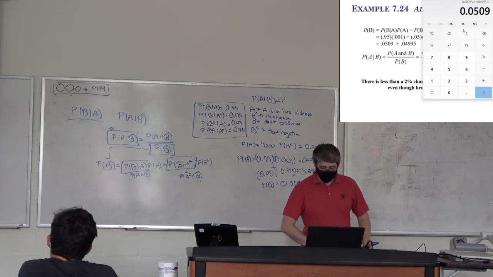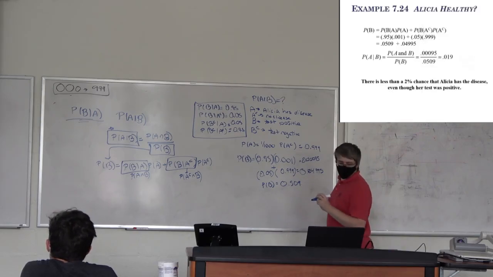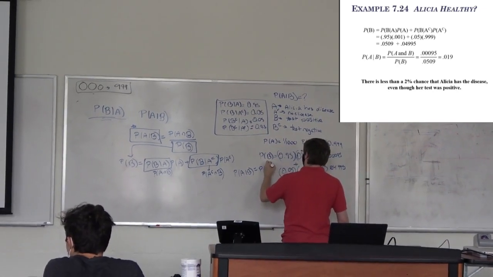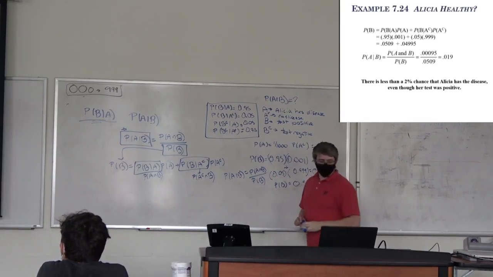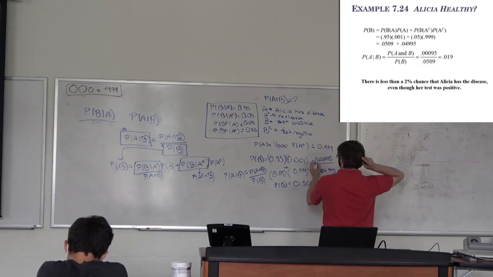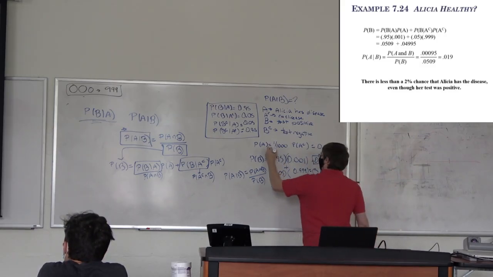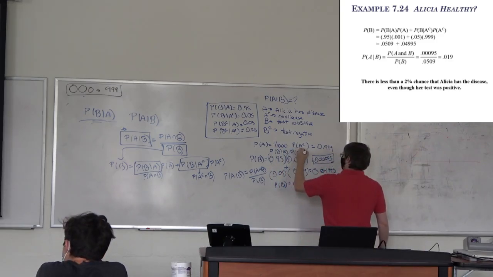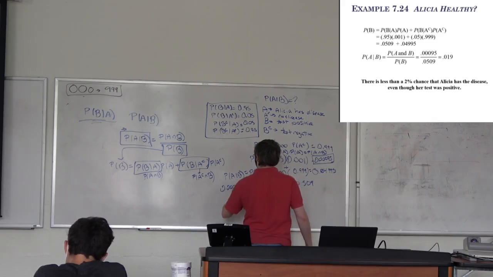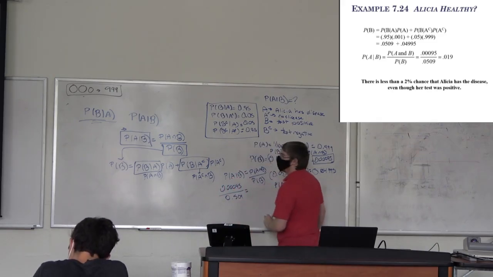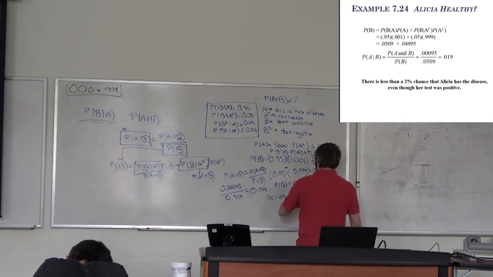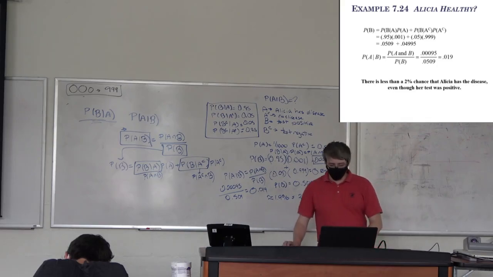So what we have is that P of A given B is P of A and B, which is 0.00095, which is up here, because we already calculated this portion, and so it's just 0.00095 divided by this, which is 0.019, or 1.9%, or 2%.